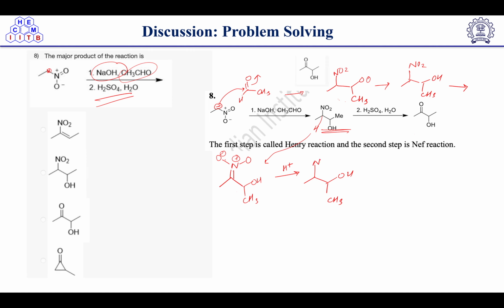CH3 and nitrogen OH. Okay. Again the protonation will take place and it will give the nitrogen OH, like this intermediate. Got it?